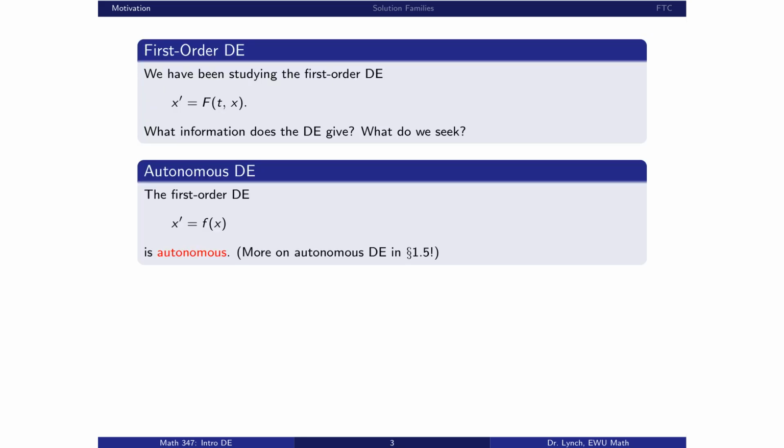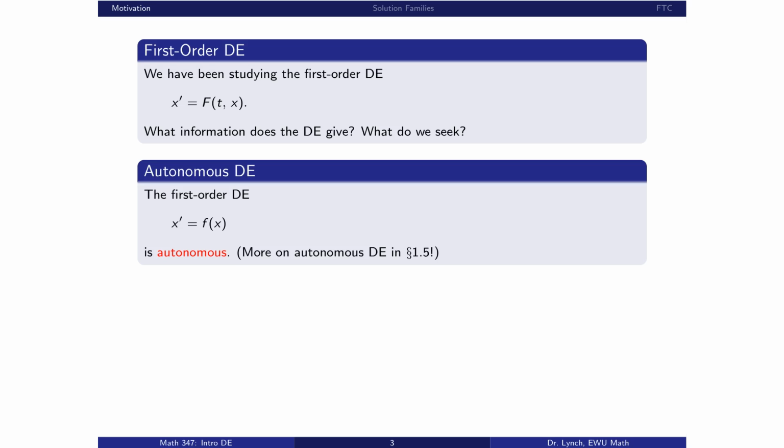So we've been studying this first order differential equation here written in normal form, x prime equals capital F of t comma x. I want to remind you that as we saw at the end of last section, this information gives us the slope of the differential equation. Now that's cool, but what we're really looking for here, hopefully, is an expression for the unknown function. In this particular differential equation, the unknown function is x as a function of t.